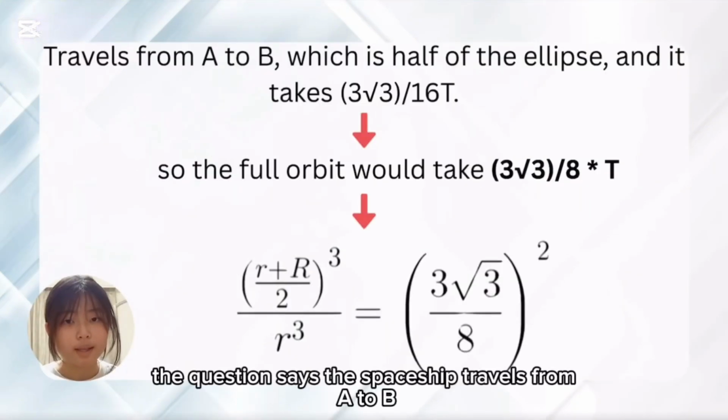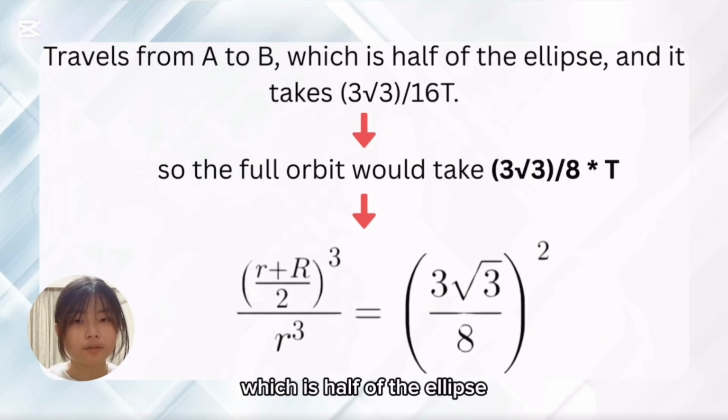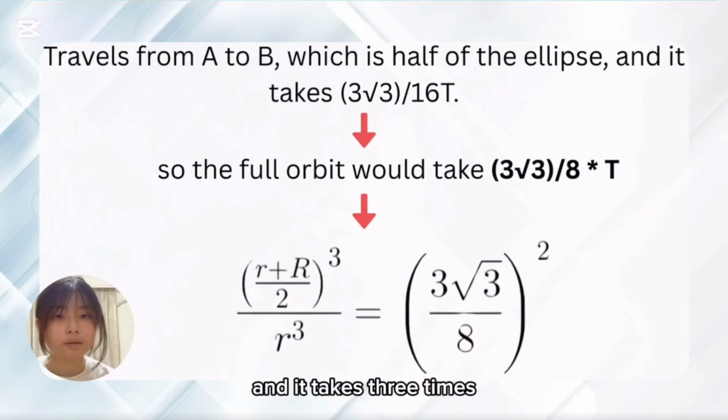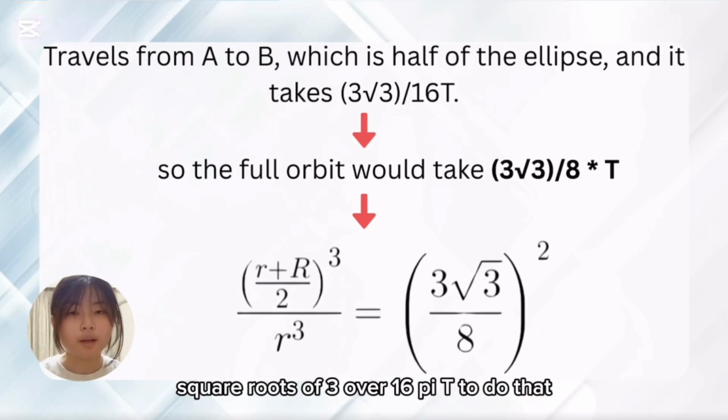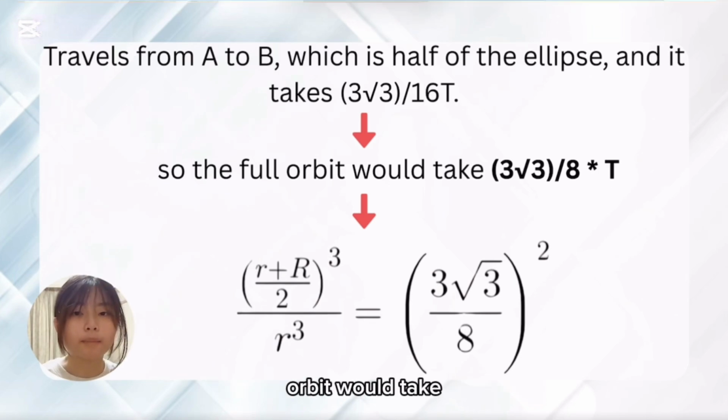The question says the spaceship travels from A to B, which is half of the ellipse, and it takes 3 times the square root of 3 over 16 big T to do that. So the full orbit would take 3 times the square root of 3 over 8.